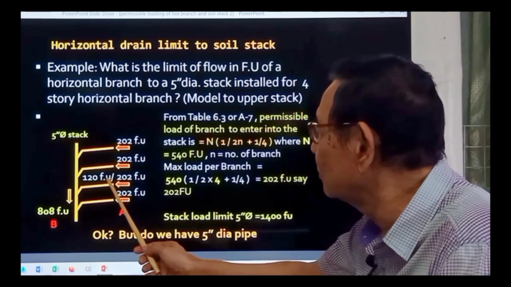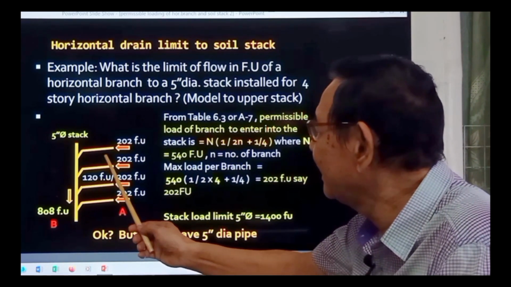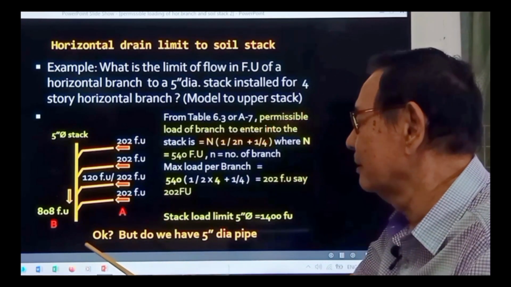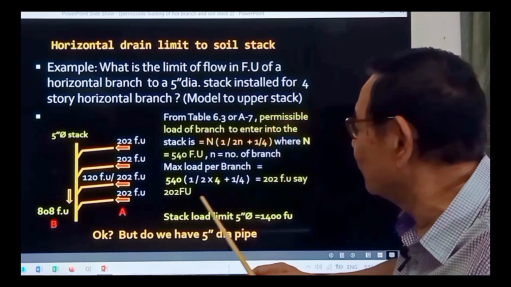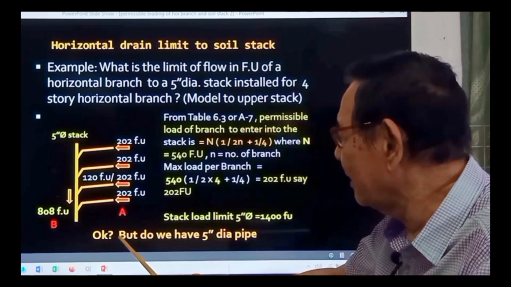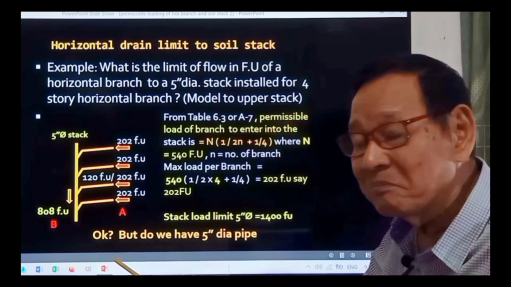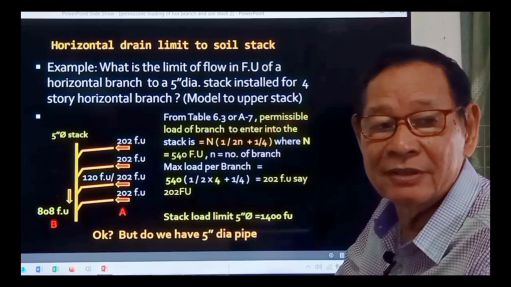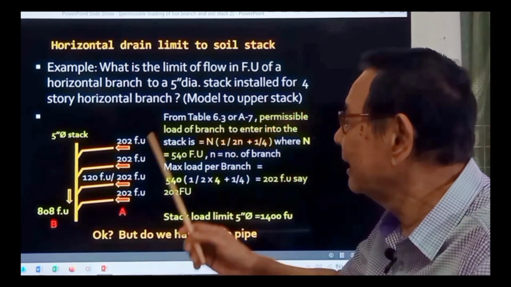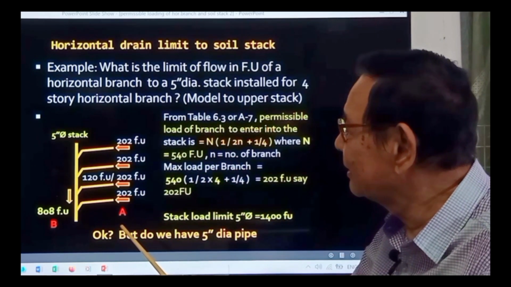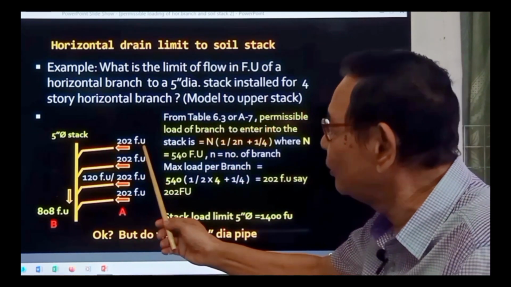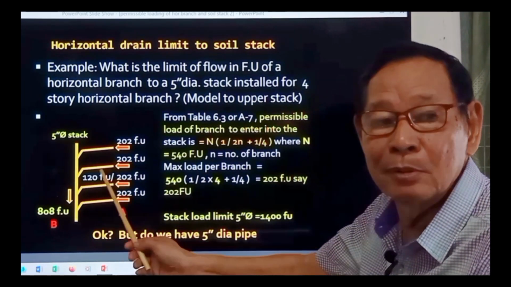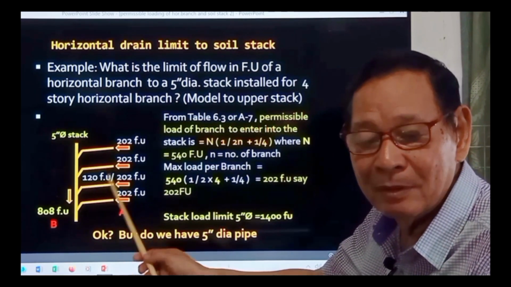So, sobra na ito, 120 lang dito, 90 lang dito, 70 lang dito, 90 din dito. Okay, itong 5 inches, stack load is 1,400, 808 lang. Okay, but do we have 5 inches diameter pipe? You resolve to 6 inches. Okay. Ganito yan ang mag-load ka ng stack natin. Hindi basta i-discharge mo siya, i-discharge mo siya. Baka mabulunan at saka ma-overload.